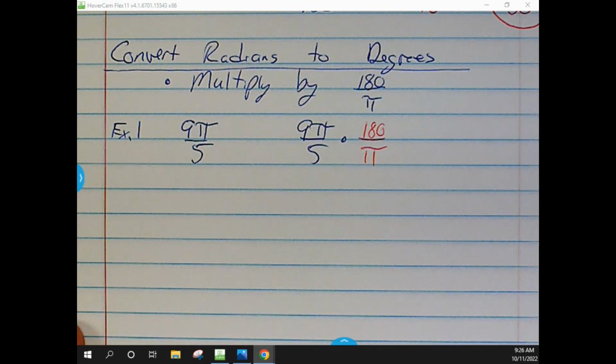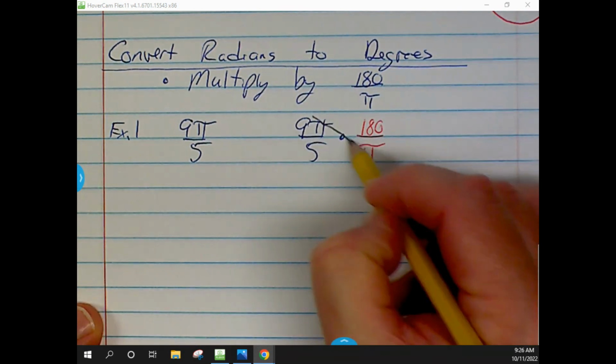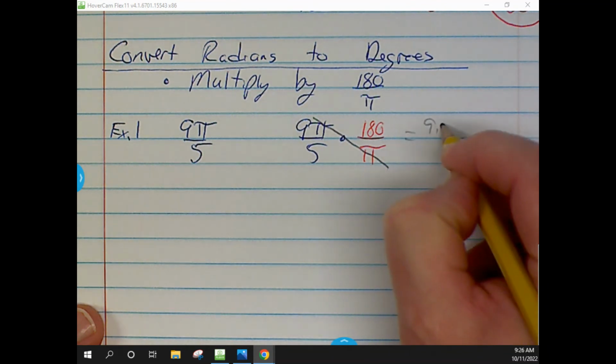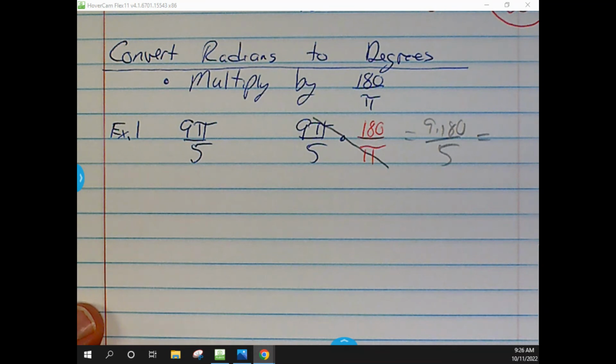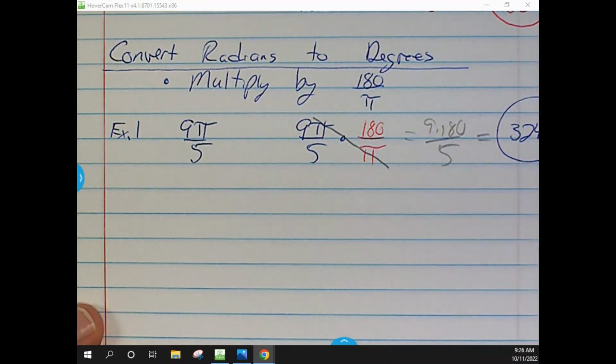Okay. And this is where your chemistry people get to cancel out stuff, right? When you do conversions, you're trying to cancel out some of the common units that you have. So in this case, we're talking about pi being not necessarily a unit, but it kind of sort of is. You cancel out your pi's. Now you're just using your calculators. Now it's just 9 times 180 divided by 5. Punch that in your calculator. That comes out to be 324 degrees.